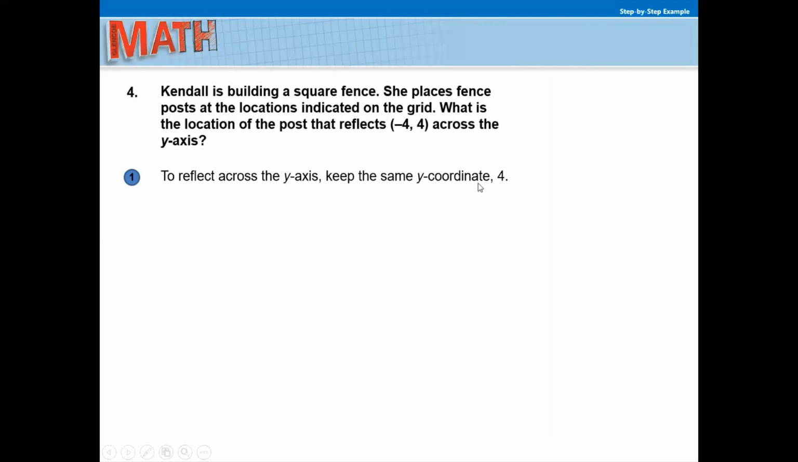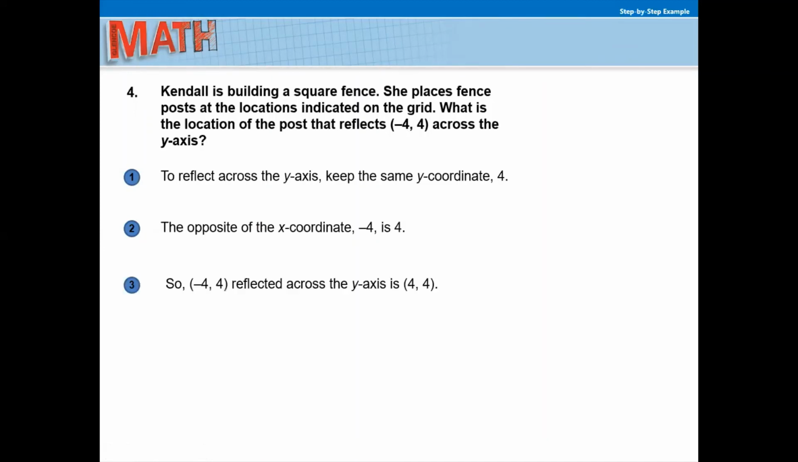The y-coordinate stays the same. So the 4 stays the same. And we're going to find the opposite of -4. The opposite of -4 is +4. So -4, 4 reflected across the y-axis is +4, 4. So the y stayed +4. The x changed from -4 to +4.